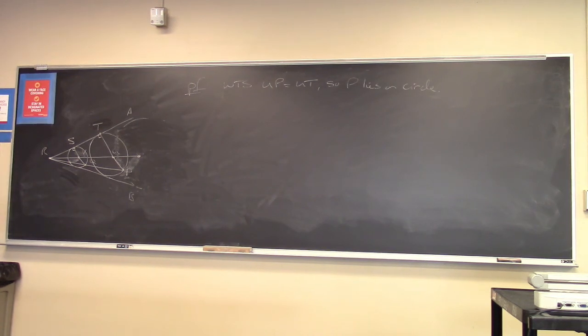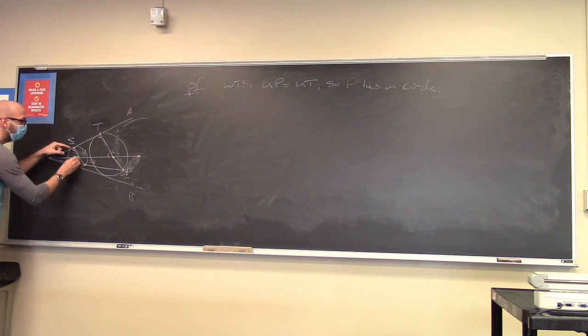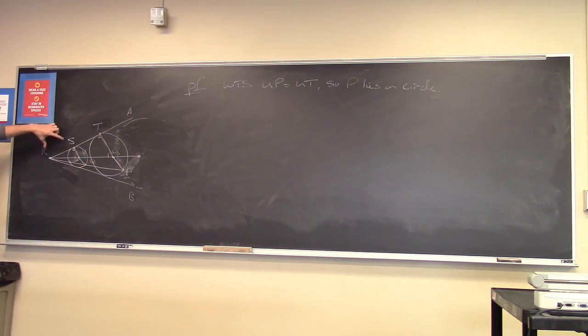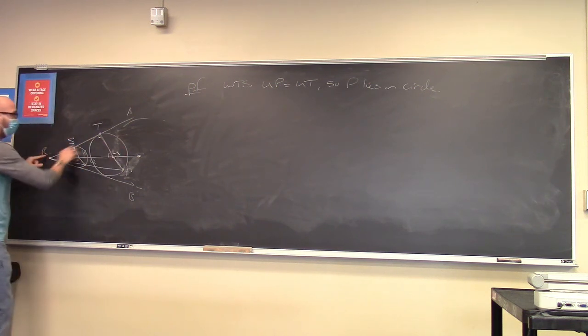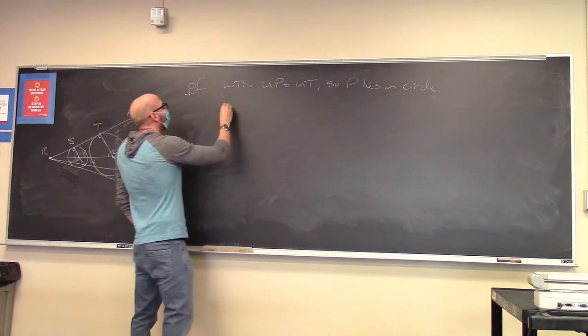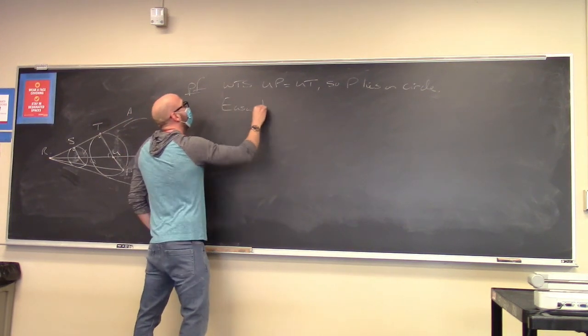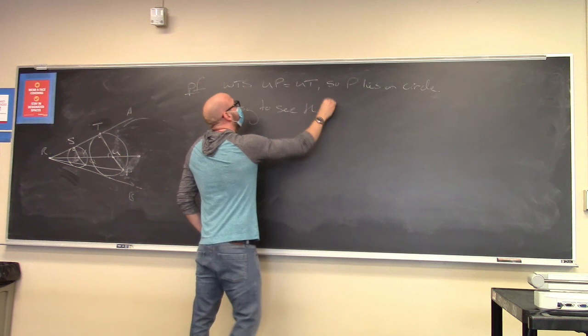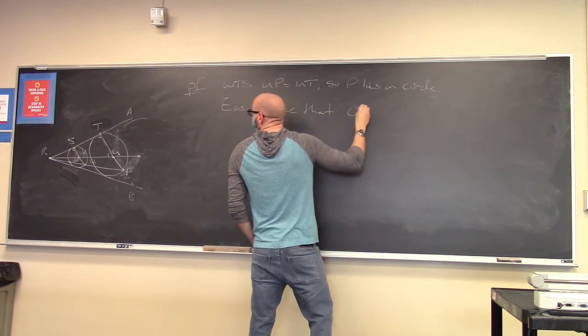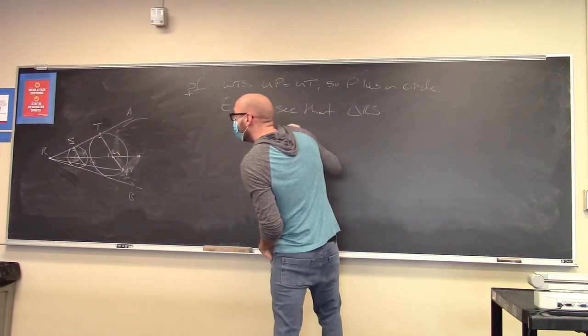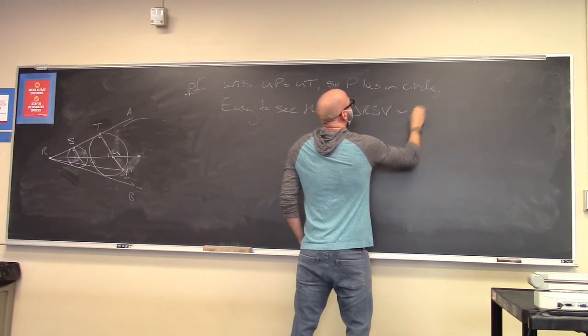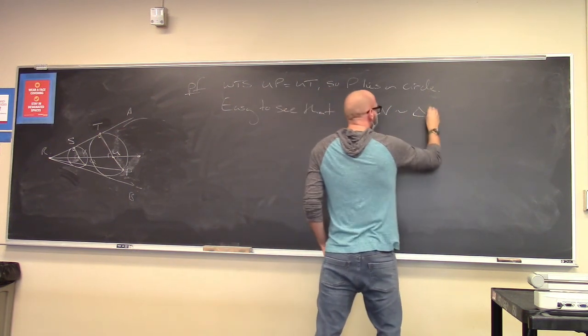There's not a whole lot to do here. You'd want to go through and prove this, but it's very easy to prove. These two angles are right angles. Because these lines are parallel, those two angles are the same. By angle, triangle RSV is similar to triangle RTU. So easy to see that triangle RSV is similar to triangle RTU.